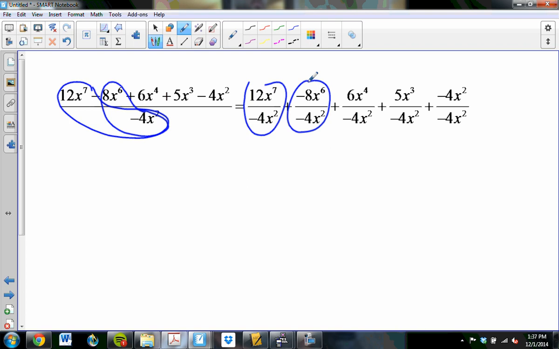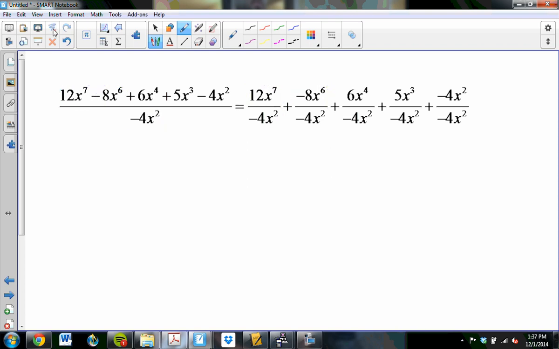Now, I don't actually recommend writing it out that way. Just know that's essentially what's going to happen, is that every single thing is going to get divided by negative 4x squared. So I'm going to do 12x to the 7th divided by negative 4x squared. Well, 12 divided by negative 4 is negative 3. X to the 7th divided by x squared is x to the 5th. So that becomes negative 3x to the 5th.